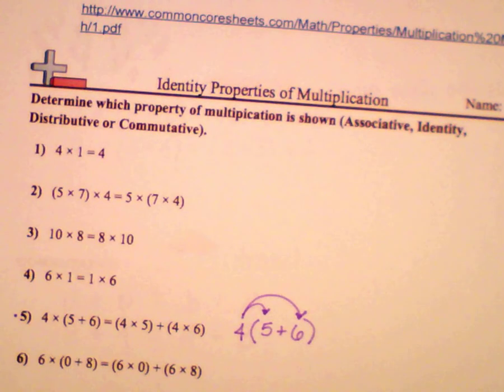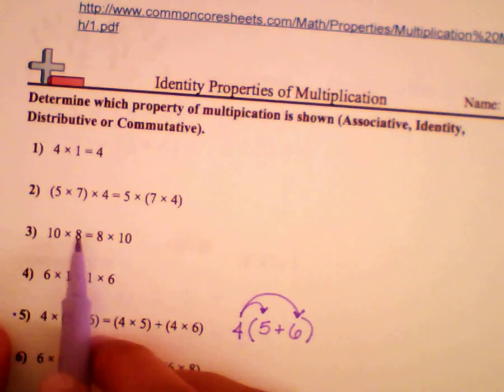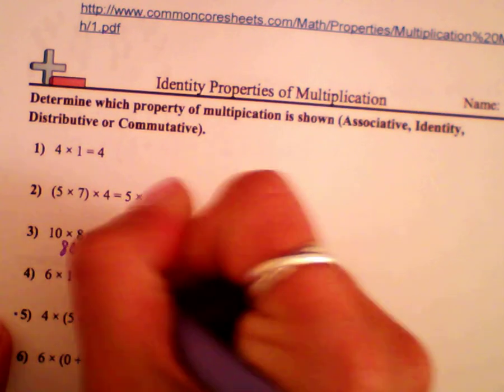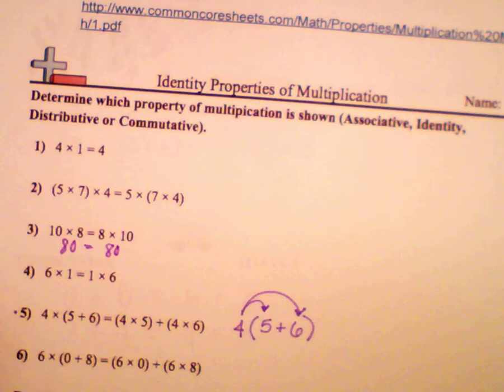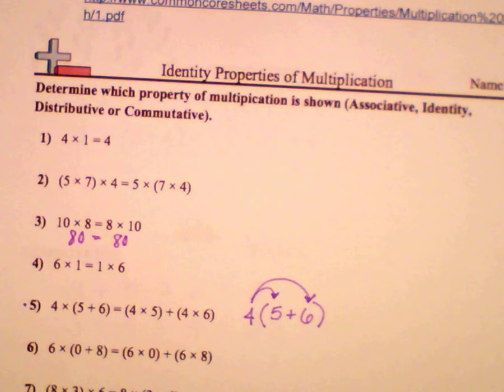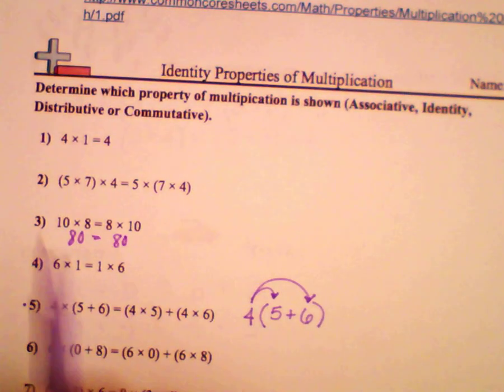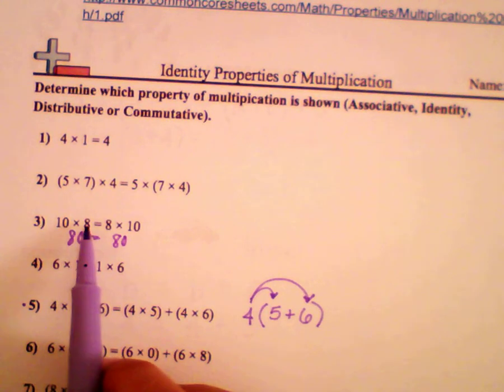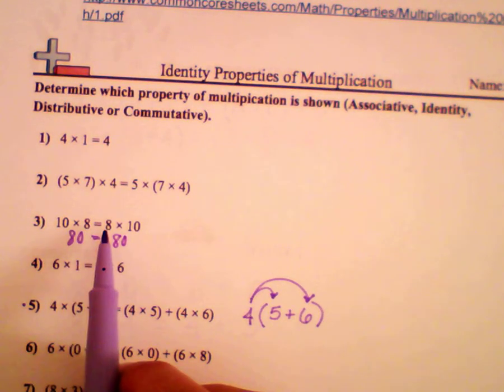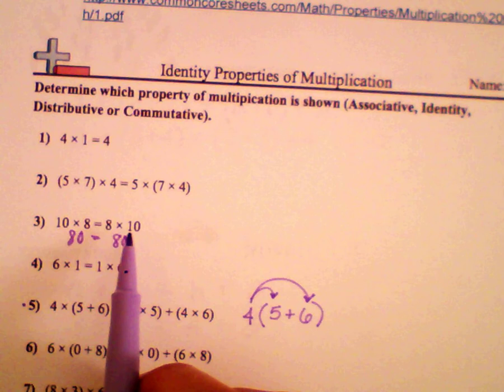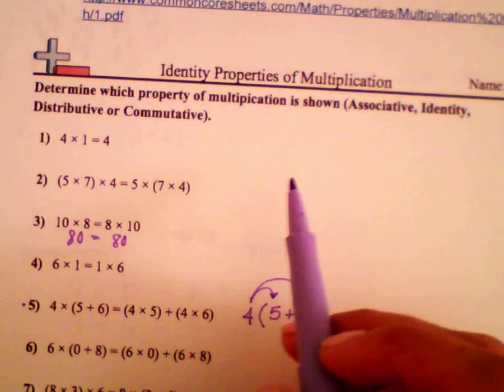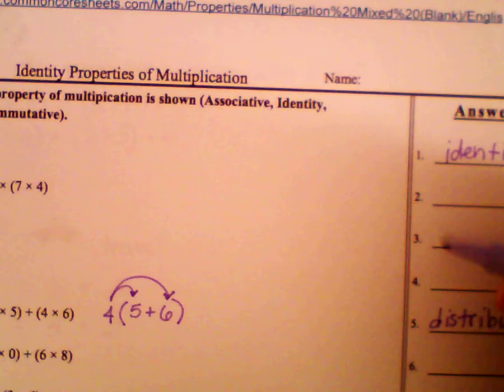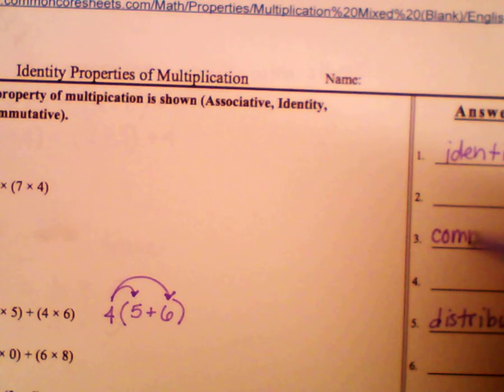Something like number 3, 10 times 8 is 80. 8 times 10 is 80. All I did was simply change the order. So first I went to 10 and then I went to 8. On my way home from work, I had to go to 8 and then to 10. Again, I'm commuting to and from work. It's kind of like that mirror image, you know. So this one, number 3, would be commutative. It's just a different order.